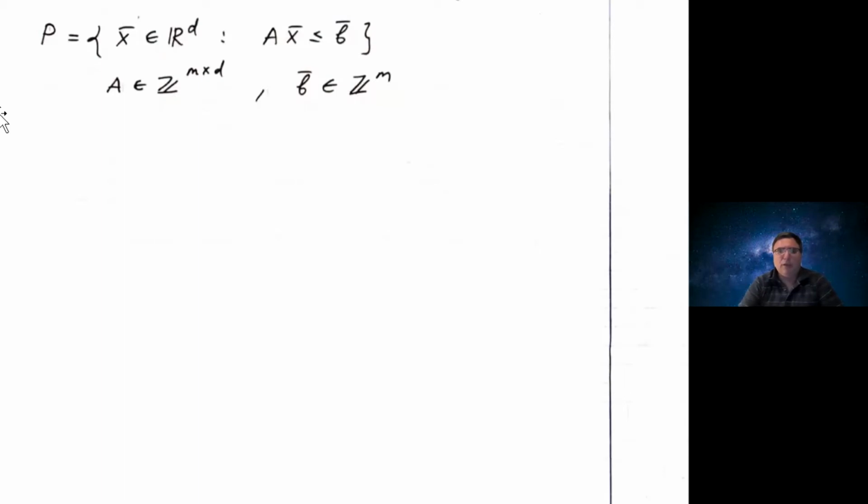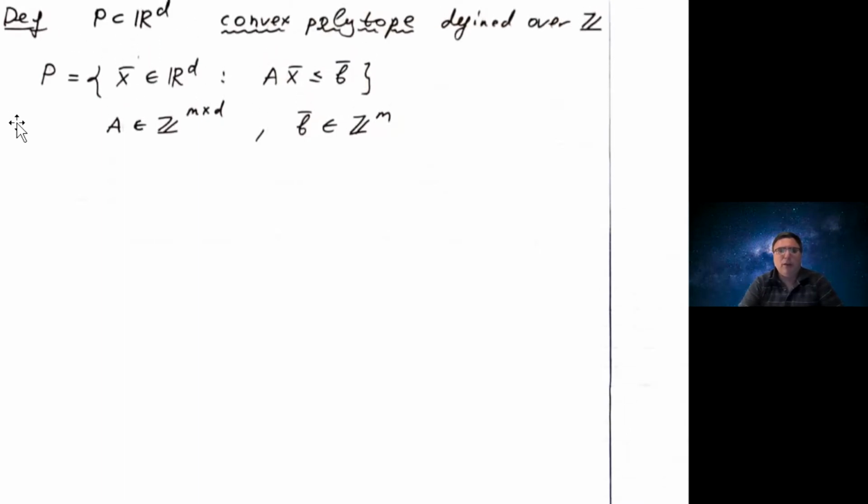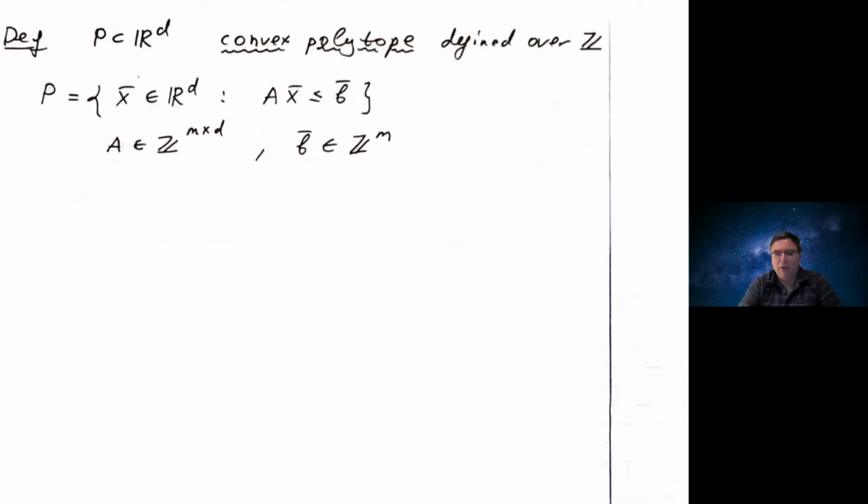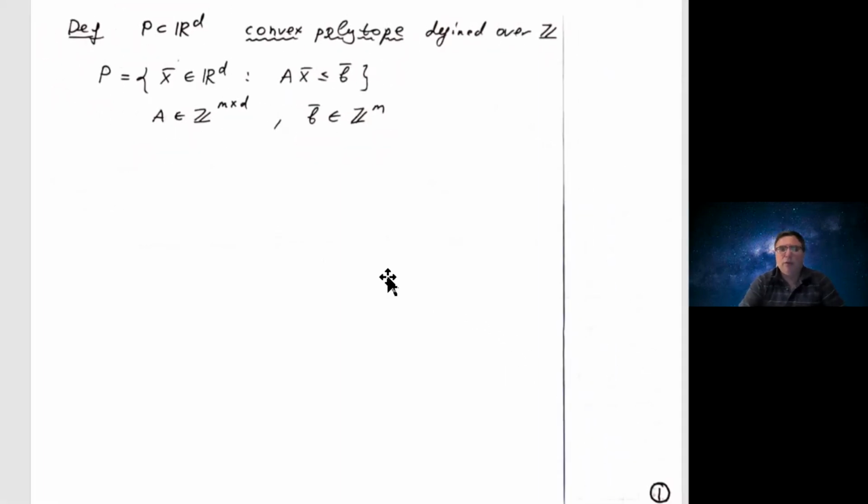Let me define polytopes. So a convex polytope is going to be defined over Z, and by that I mean we're going to think of, even though a polytope is a geometric object which sits in R^d, it's going to be defined by an integer matrix A and an integer vector b using inequalities Ax ≤ b.